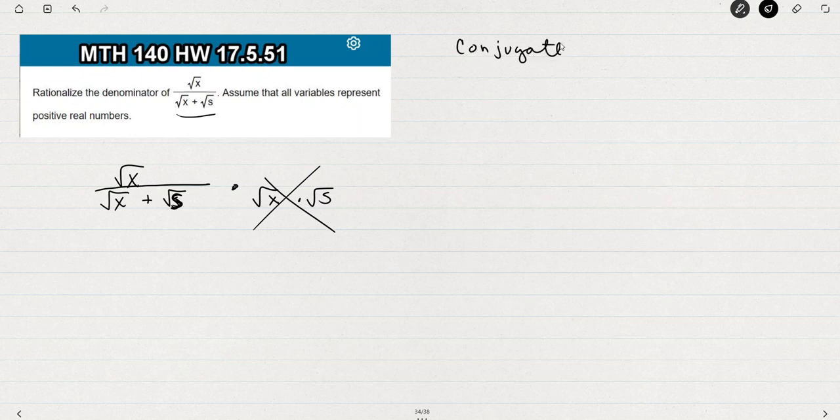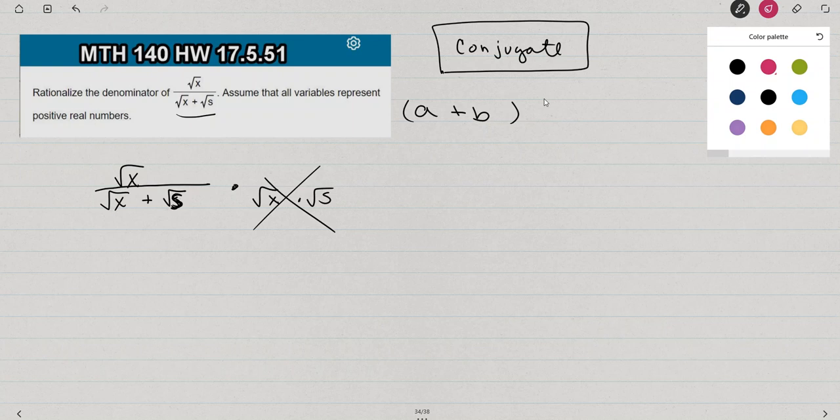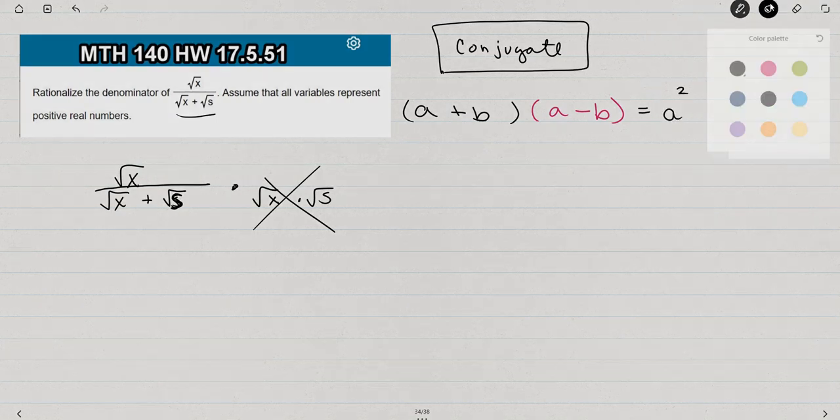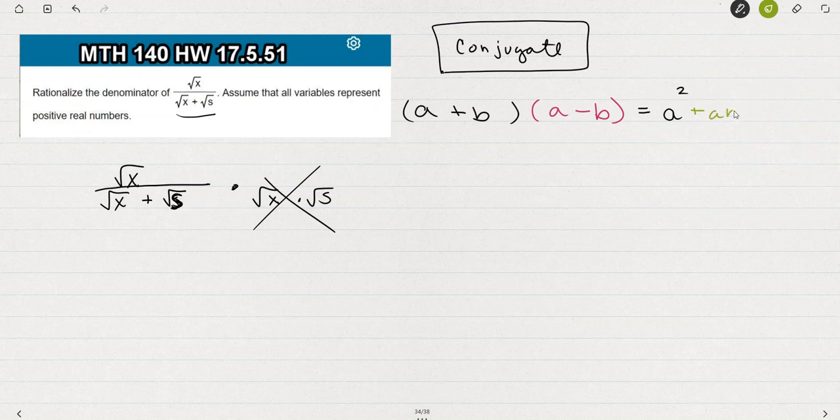Let me explain what a conjugate is and why multiplying by the conjugate works. If I have a plus b, then its conjugate is going to be a minus b. And what's so special about a conjugate? Well, when I multiply two conjugates, I get what we call the difference of two squares, because if I FOILed this, I'd get a squared, and then plus ab minus ab, right? And do you see that those are going to cancel each other out? Minus b squared. This ab minus ab cancels out. The two middle terms always cancel out, and we're left with this a squared minus b squared.